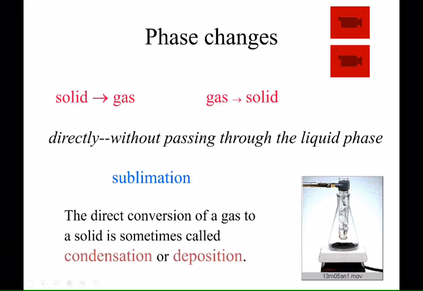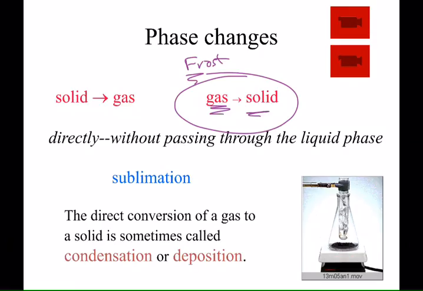Another very common example is frost. Let's say it's going to get down into the upper 20s. When you go to bed, the grass is fine, there's nothing on the grass. But when you get up in the morning, there are ice crystals on the grass. What's happened is that water vapor has come out of the atmosphere from a gas, and it's gone straight from a gas to a solid to form frost.